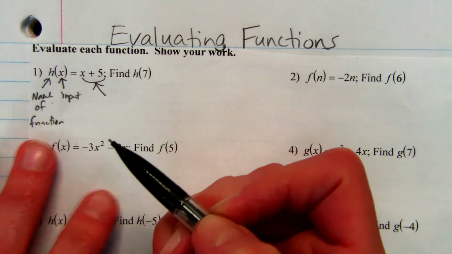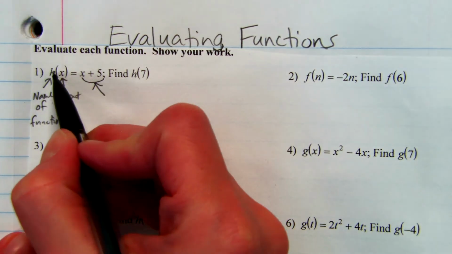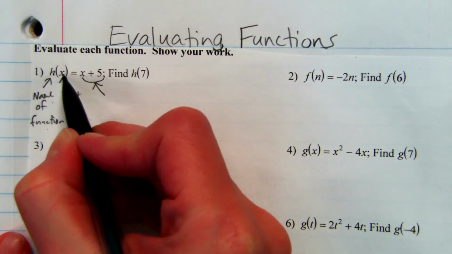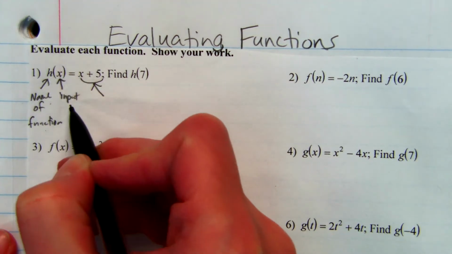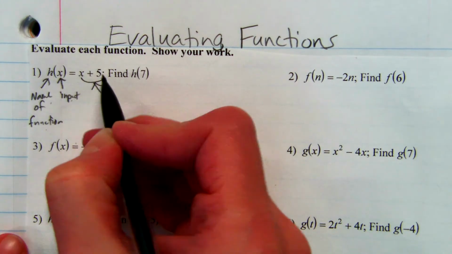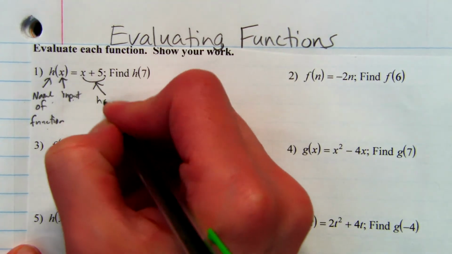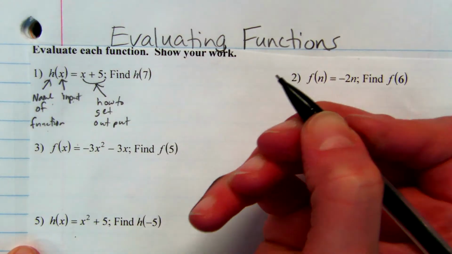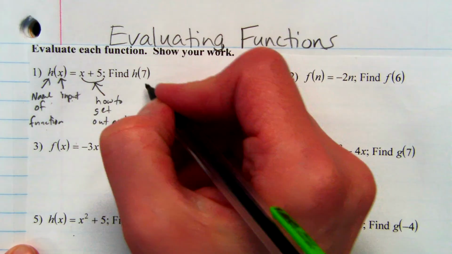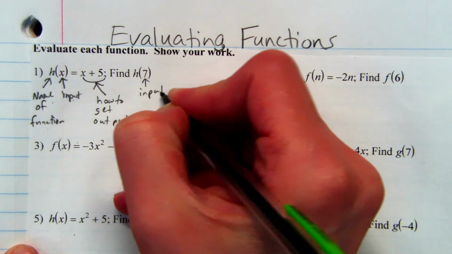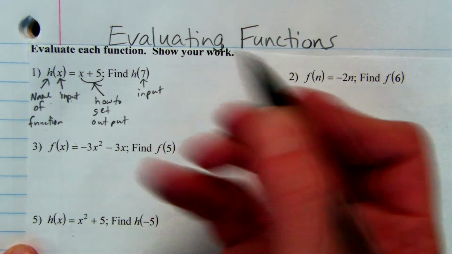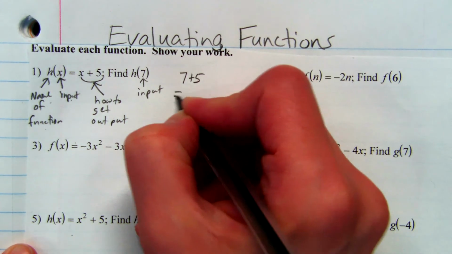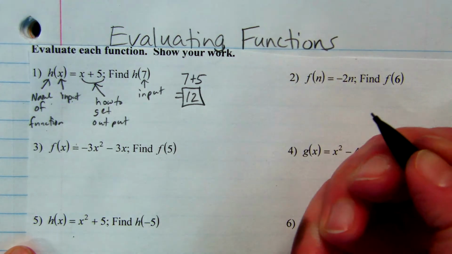Okay, so we're looking at function notation. This letter out here on the outside of the parentheses is the name of the function. Whatever letter they put on the inside is telling you what variable they're using for the input. And this expression over here tells you how to get your output, which will be your answer. So when it says find h of 7, that is your input that you're going to put into the expression x plus 5. So what we're actually going to do is 7 plus 5, which gives us 12.